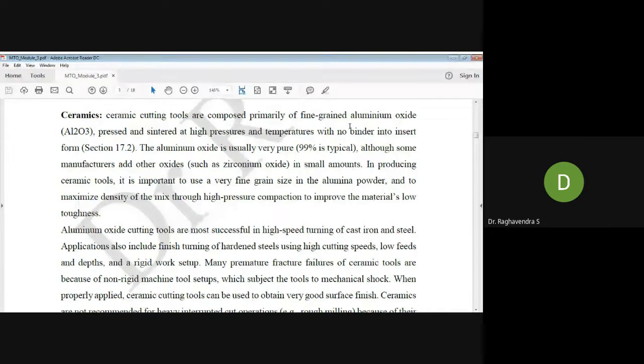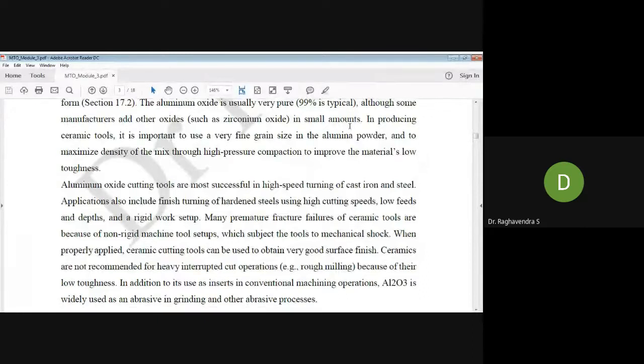So next, ceramics. I gave a very good example of a rocket. Ceramic is one of the finest materials, which can withstand very high temperature. That's the reason why in space and aircraft, wherever high temperature comes into the picture, they use ceramic material as a shielding material.